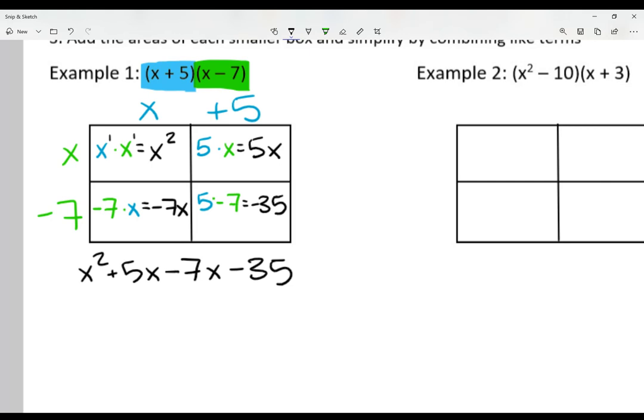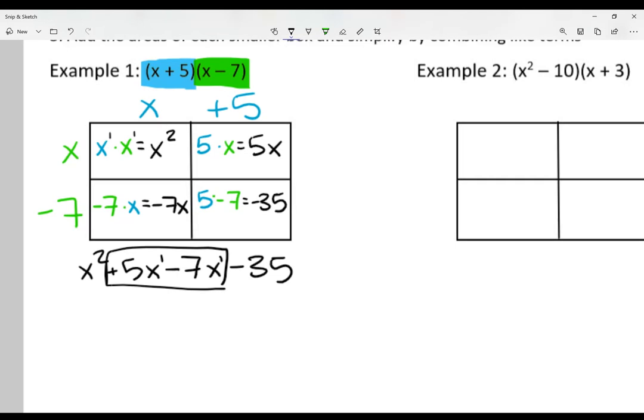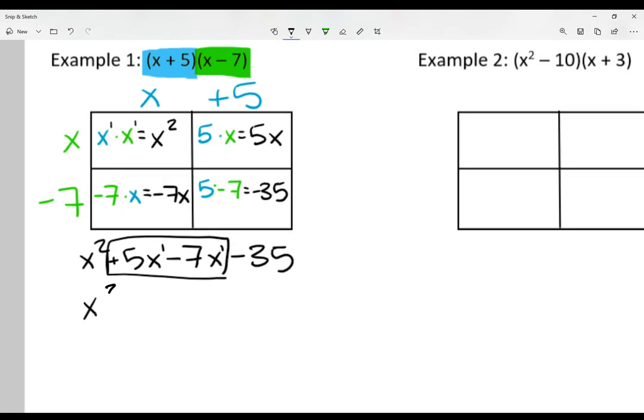And then you want to make sure you combine like terms. So these terms are like terms. Let me redo that box. These terms are like terms because they have the same variable and the same exponent, that imaginary one. So we get x squared. 5 minus 7 is negative 2, so we get negative 2x minus 35.